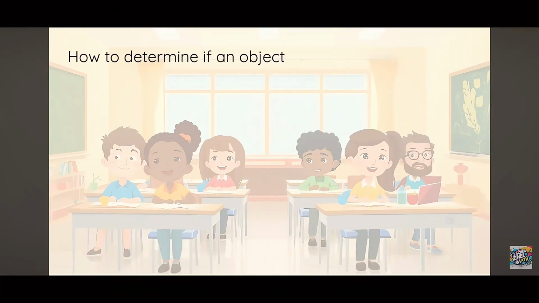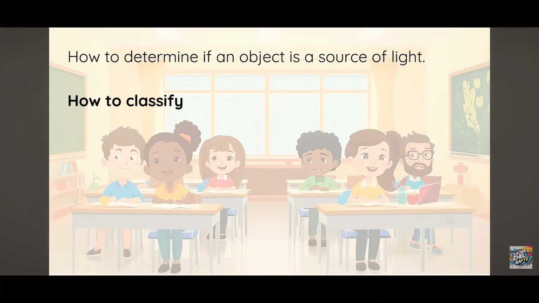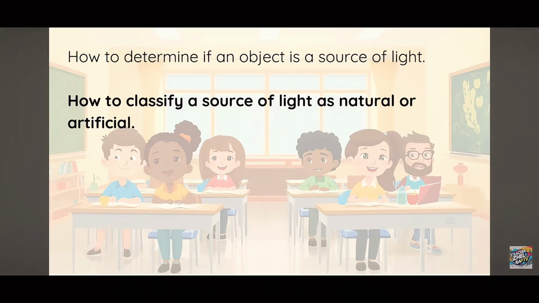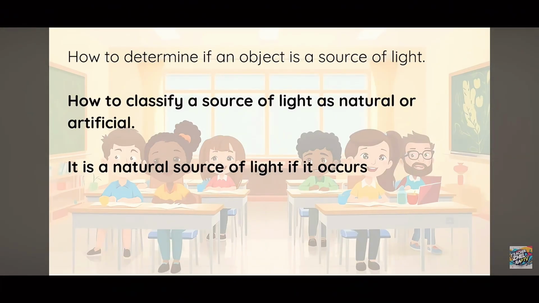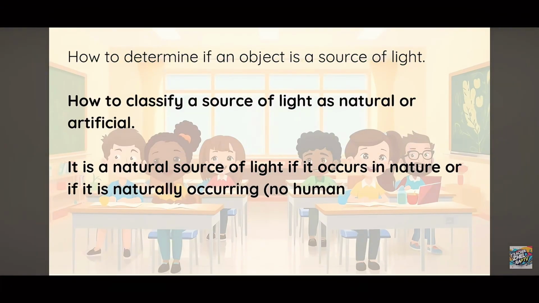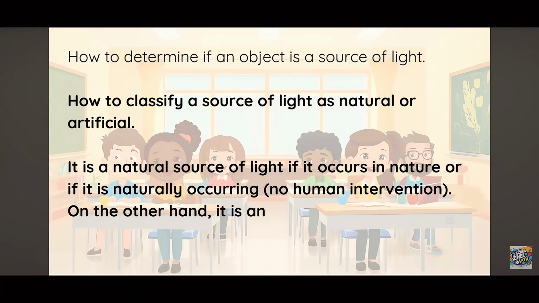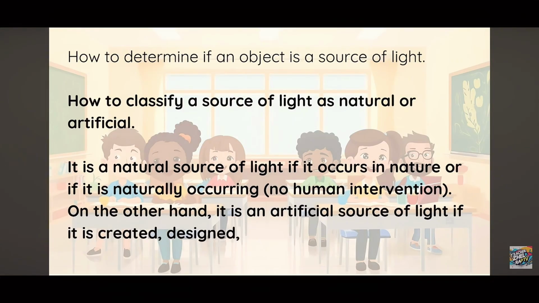How to determine if an object is a source of light? How to classify a source of light as natural or artificial? It is a natural source of light if it occurs in nature, or if it is naturally occurring, with no human intervention. On the other hand, it is an artificial source of light if it is created, designed, or controlled by humans.